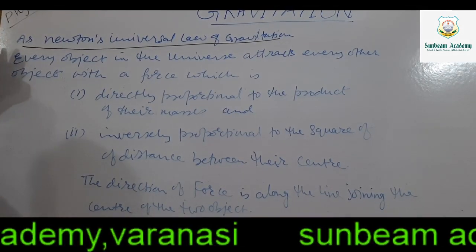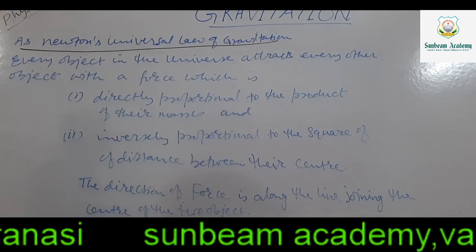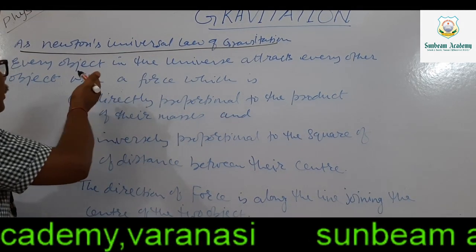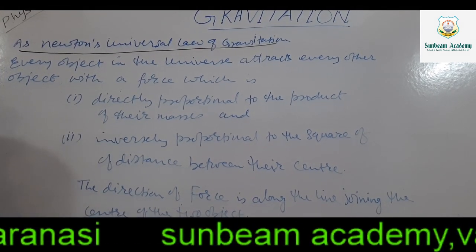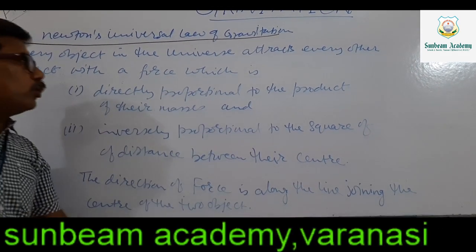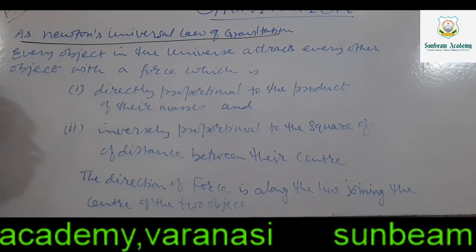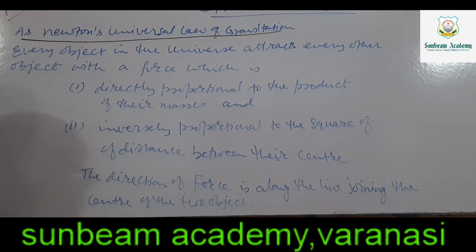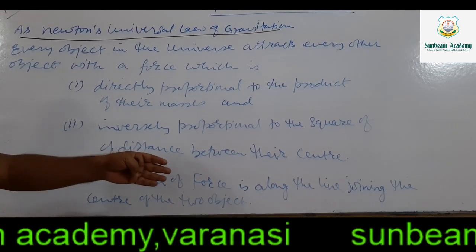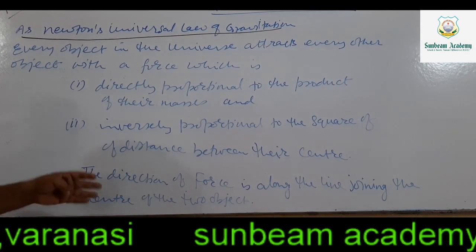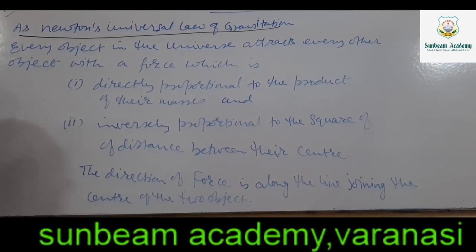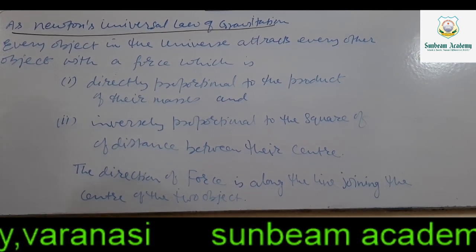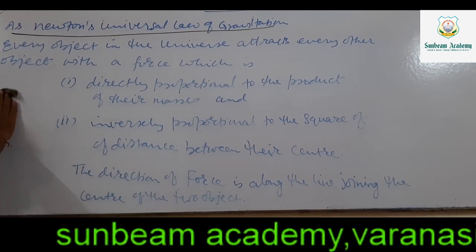Now children, as you know that as per Newton's Universal Law of Gravitation, I have already told you that every object in the universe attracts every other object with a force which is directly proportional to the product of their masses and inversely proportional to the square of distance between their centers, and the direction of force is along the line joining the centers of the two objects. This is known as Newton's universal law of gravitation. Now see how you will prove this mathematically. Let us see.